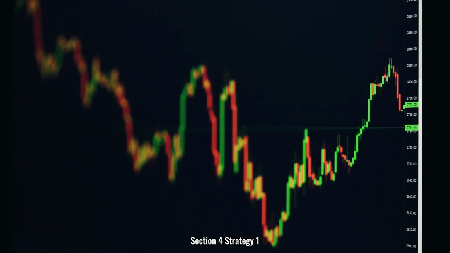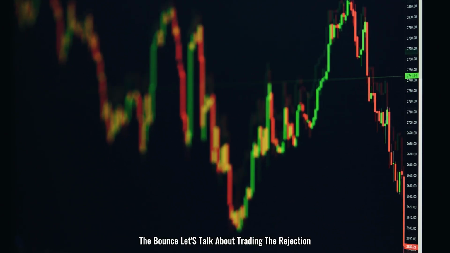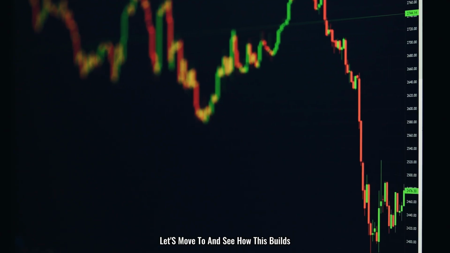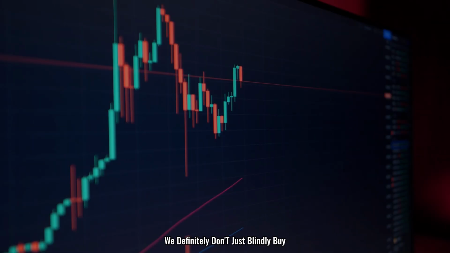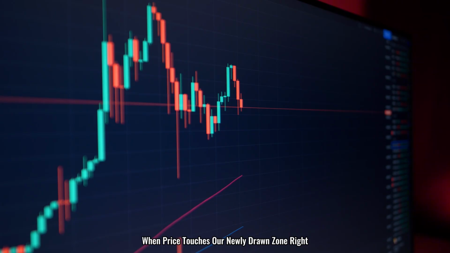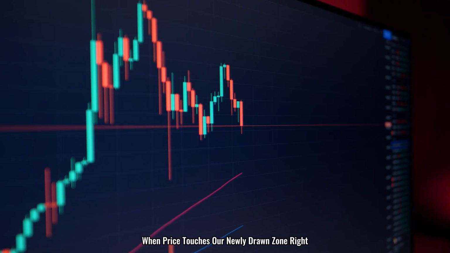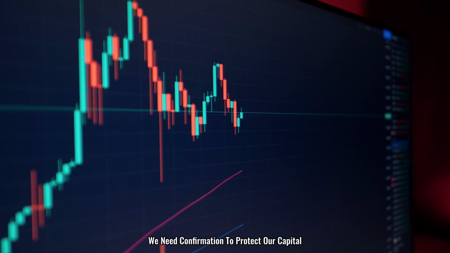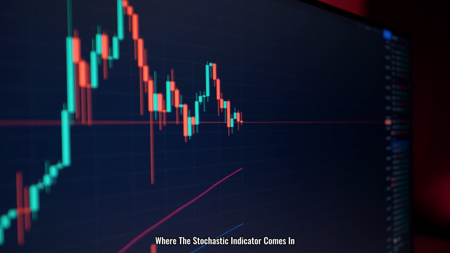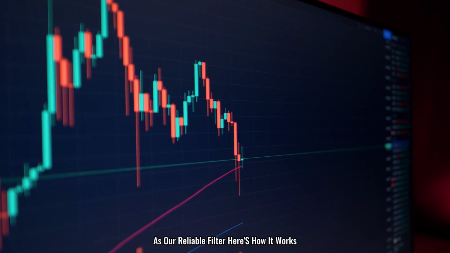Section 4, Strategy 1, the bounce. Let's talk about trading the rejection. Let's move to and see how this builds. We definitely don't just blindly buy when price touches our newly drawn zone, right? We need confirmation to protect our capital. And that's exactly where the stochastic indicator comes in as our reliable filter.